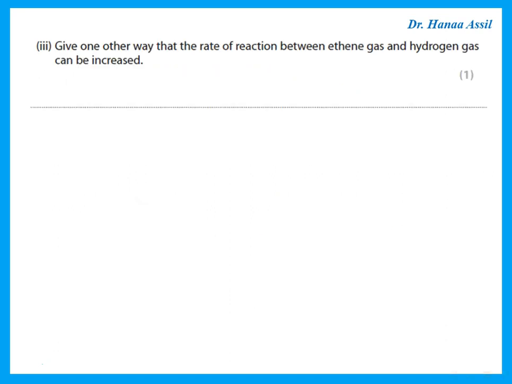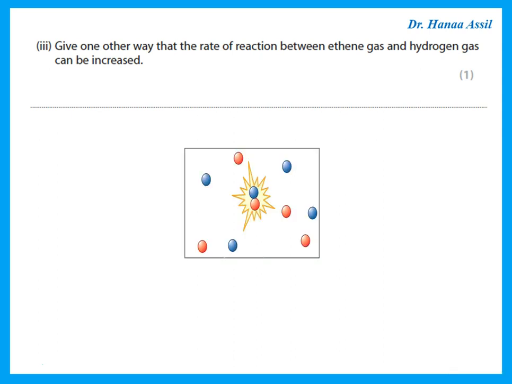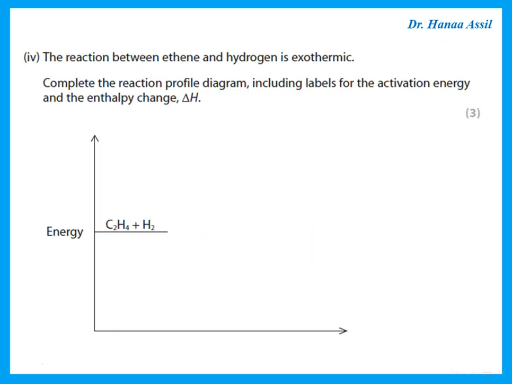Give one other way that the rate of reaction between the gases can be increased. What did he mention? He mentioned increase in pressure, and he mentioned using a catalyst. So another way would be to increase the temperature. Reaction between ethene and hydrogen is exothermic. Complete the reaction profile diagram.